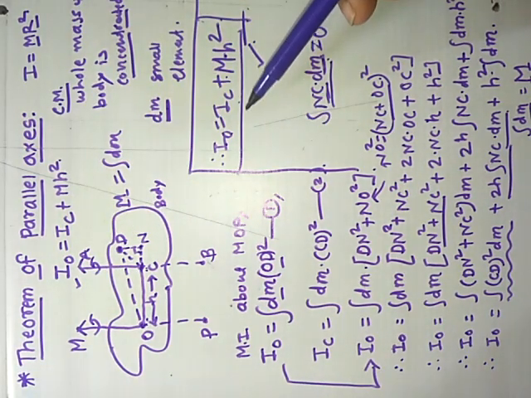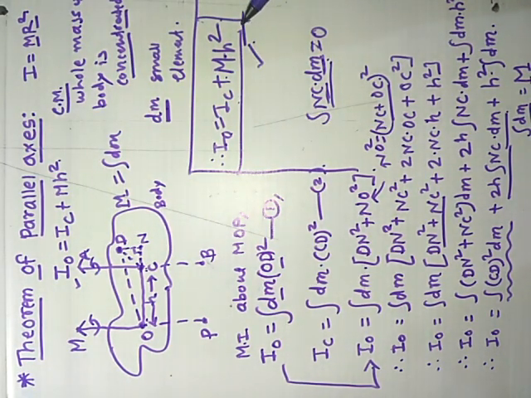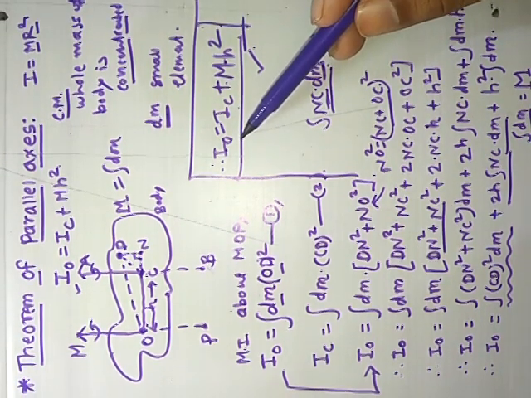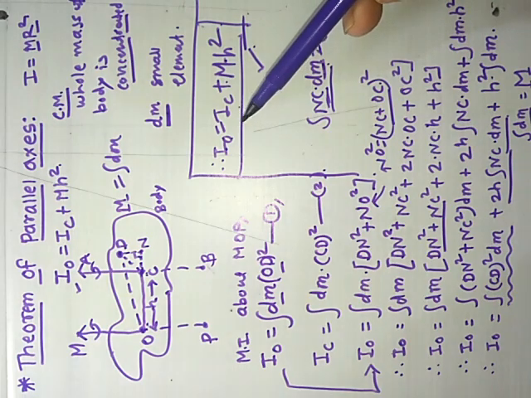IO is equal to IC plus M H square. It stands for moment of inertia about any point through that rigid body.